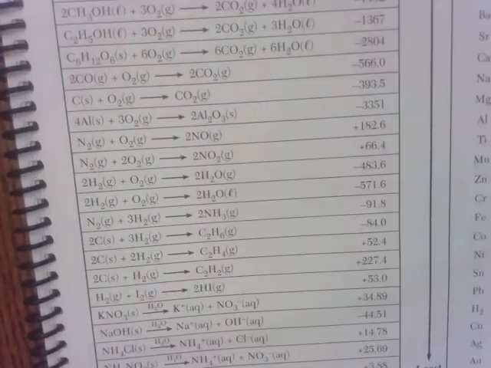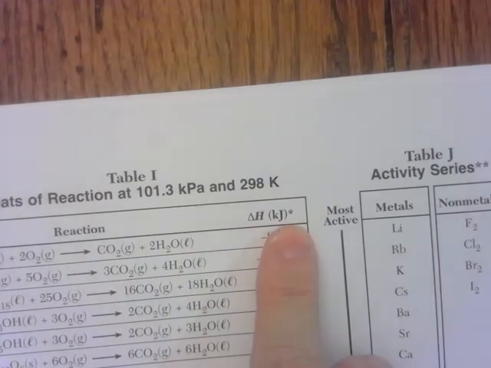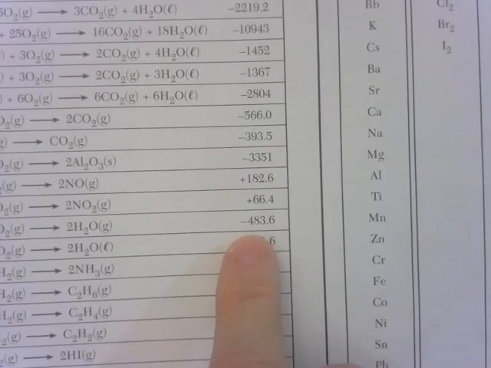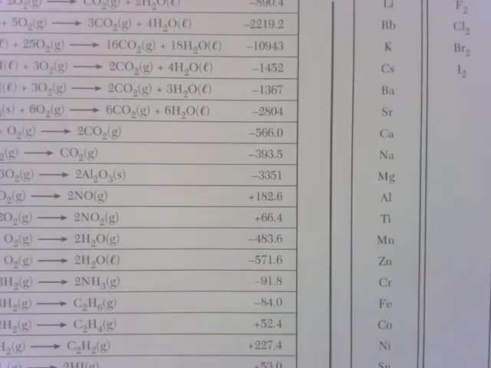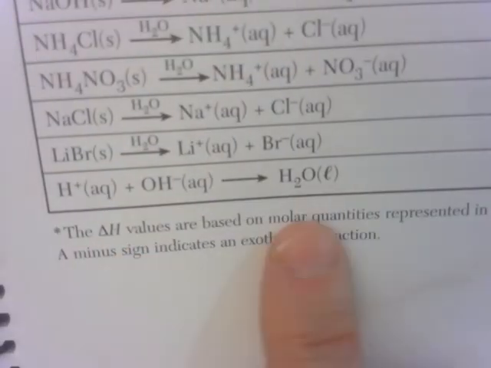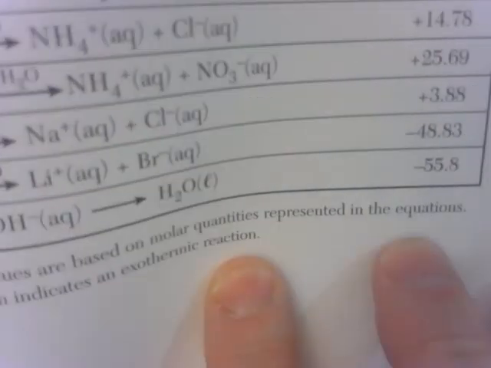And to the right of each and every one of them is the delta H in kilojoules. Some of them are negative values, some are positive values. What does it mean when the delta H is negative? Well, if you remember from just a few moments ago, I said that means it's an exothermic reaction. At the bottom of Table I, it says the delta H values are based on molar quantities represented in the equations. A minus sign indicates an exothermic reaction.